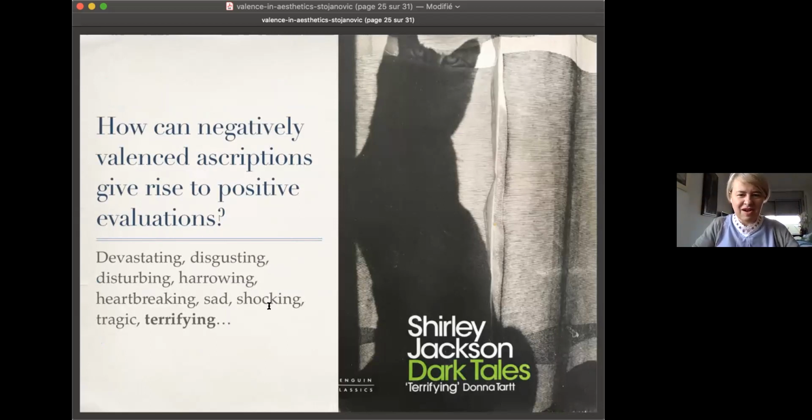So the picture here is of a book, a collection of tales by Shirley Jackson, and what I wanted to look at is this "terrifying" by someone as an evaluation of the book, where it is clear that judging it as terrifying is something expressing a very positive judgment.